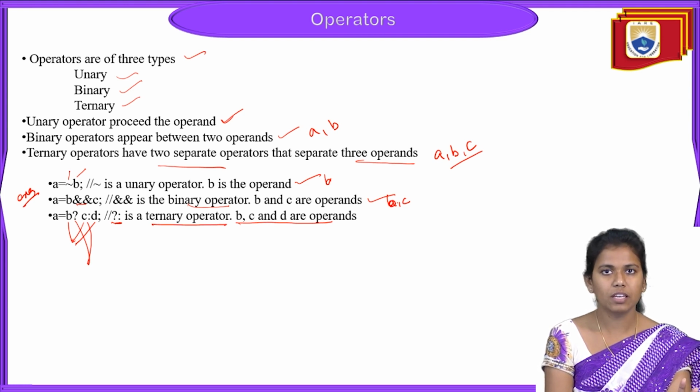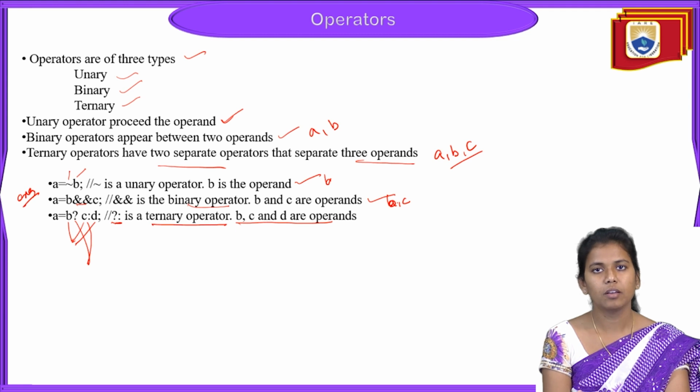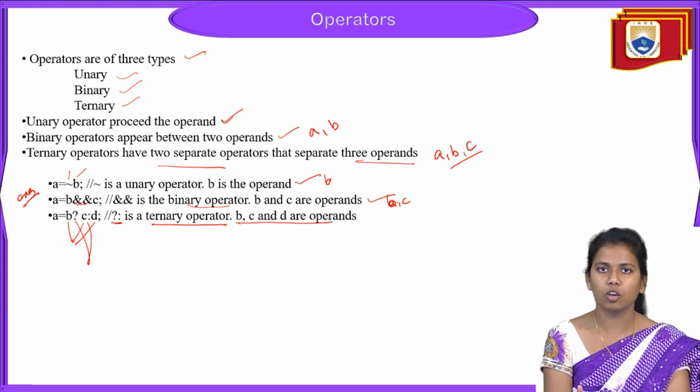So there are basically three operators: unary, binary, and ternary. A unary operator makes use of only one operand, binary makes use of two operands, and ternary makes use of three operands.